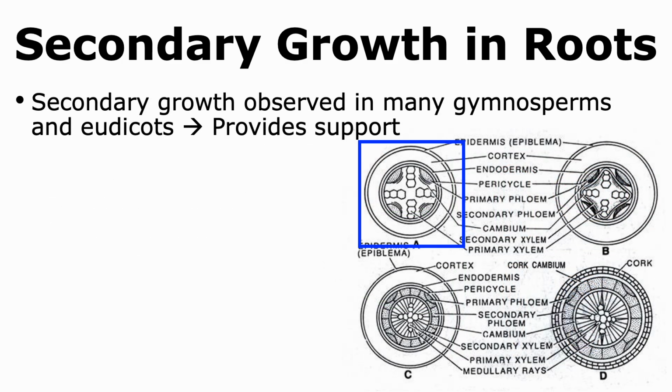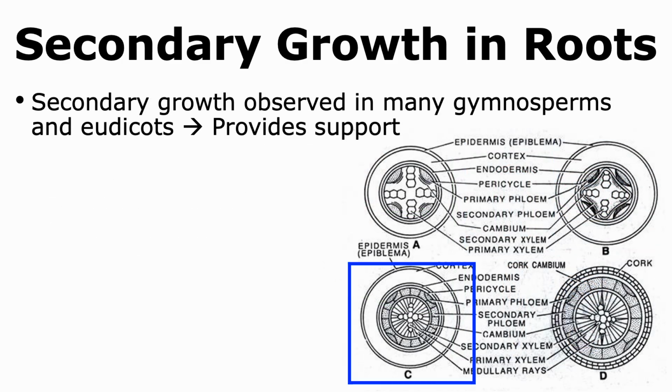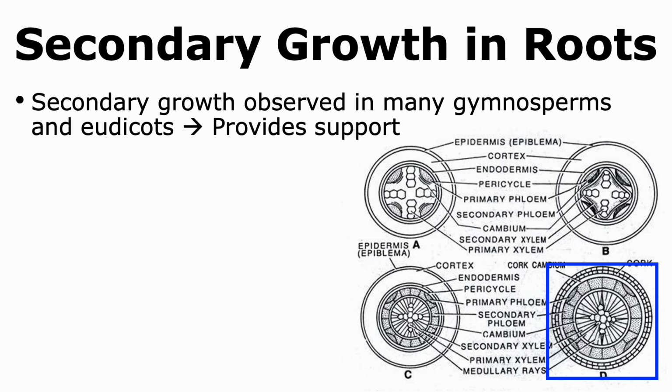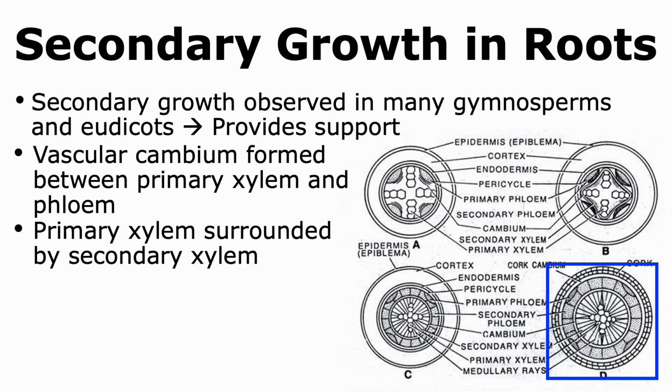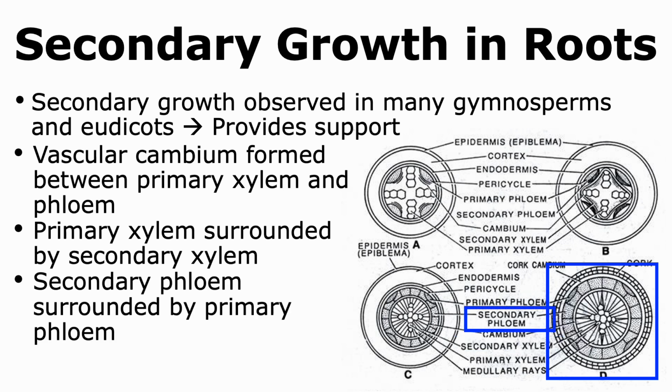The primary root goes through different changes in order to support secondary growth. In order to form secondary vascular tissues, a vascular cambium is formed. The vascular cambium is sandwiched between the primary xylem and the primary phloem. As secondary growth begins, the primary xylem is surrounded by the secondary xylem that arises from the vascular cambium. Similarly, secondary phloem surrounds the primary phloem and also arises from the vascular cambium.